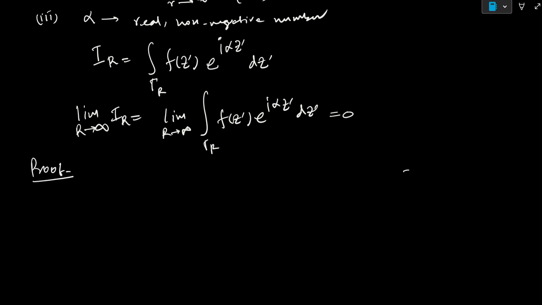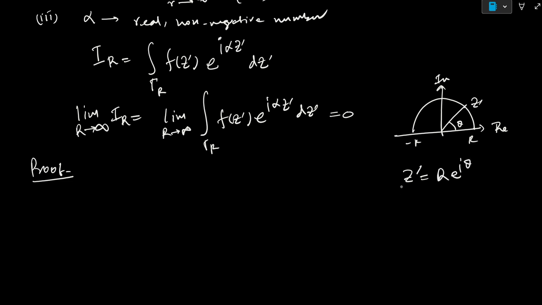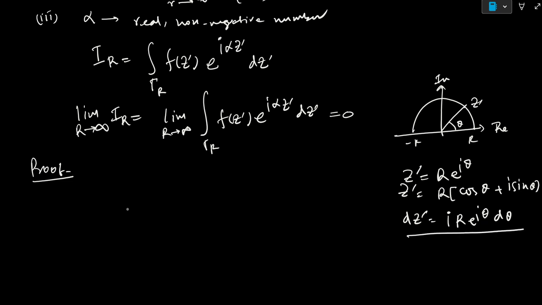This is a proof. What is z prime? This is the contour, and you are choosing the z prime on this. This is r, this is minus r. Okay, this is the real axis, this is your imaginary axis, this is theta. So z prime is nothing but r e to the power i theta, or you can write z prime is equal to r times cos theta plus i sin theta. You can write dz prime is equal to i r e to the power i theta d theta. Okay, the dz prime is with that.